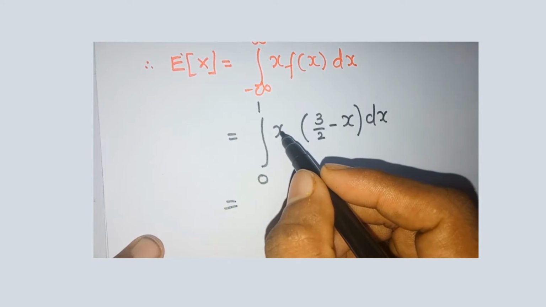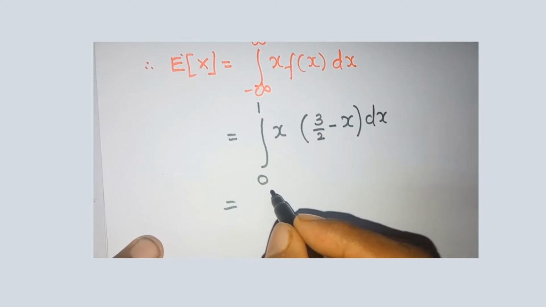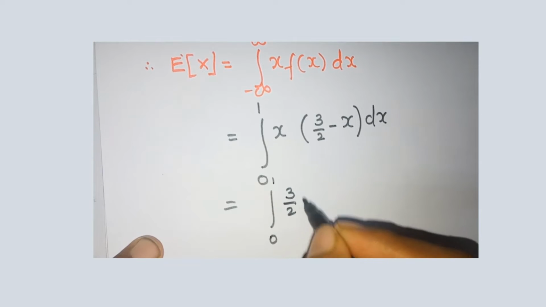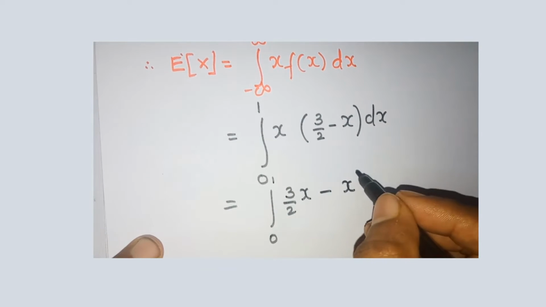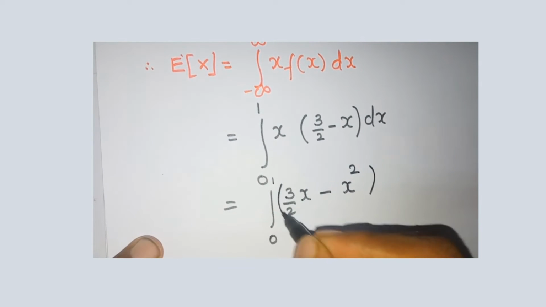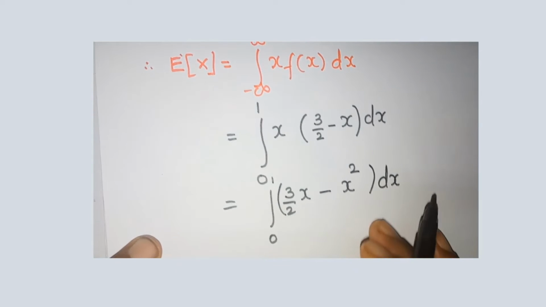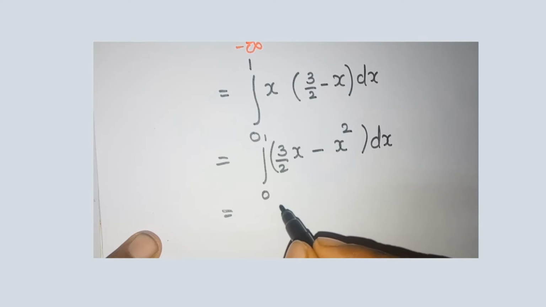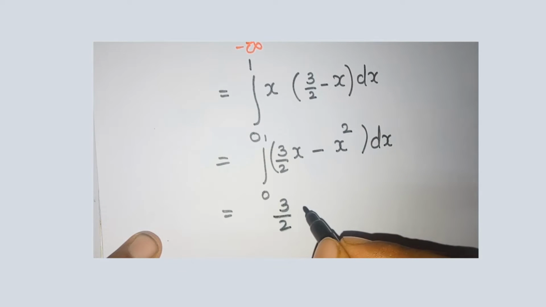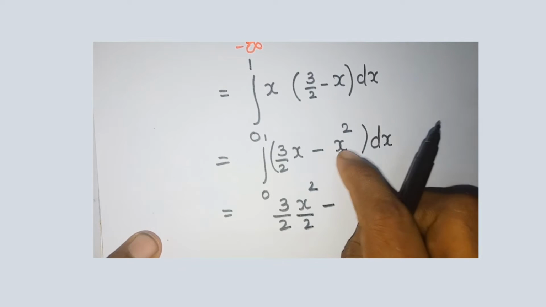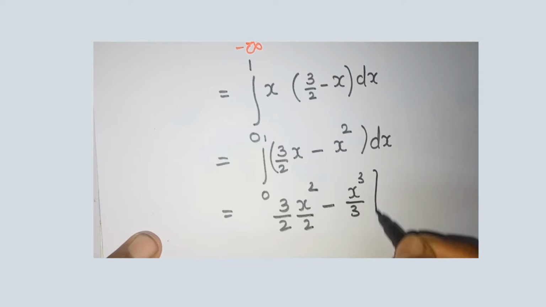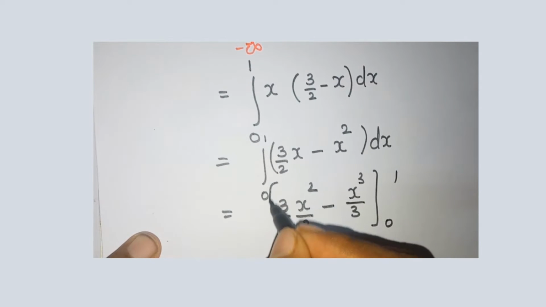I'll multiply the value of x with this expression. So I'll be getting integration 0 to 1, 3 by 2 into x minus x into x is x square, dx as it is. Next step, I'll be integrating with respect to x. So I'll be getting 3 by 2 x square by 2 minus integration of x square, which is x cube by 3, over the limit 0 to 1.